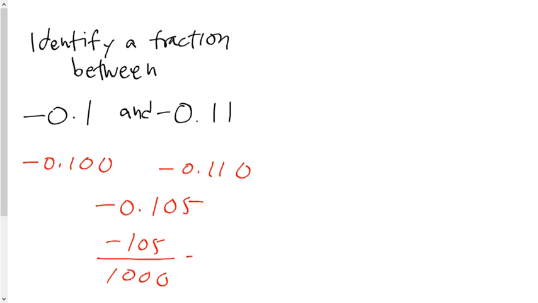I'll guarantee you that there are some people here that realize, you know what, I don't feel comfortable leaving it like that. I'm going to reduce it to lowest terms. So if you divide by that, you get negative 21 over 200 as a lowest term fraction. And that would just show you that you got a different level to your game if you reduced it to lowest terms.